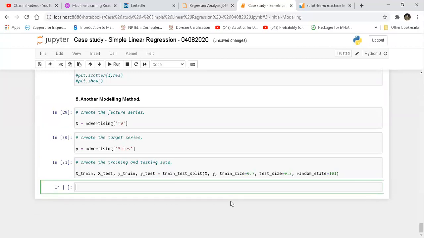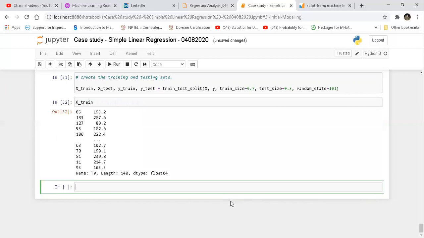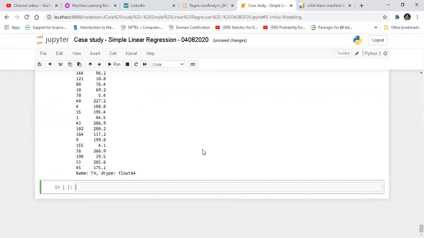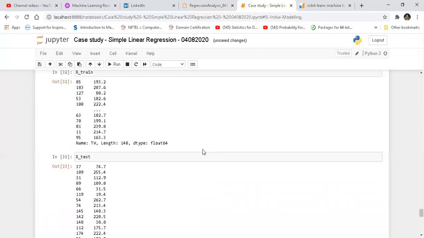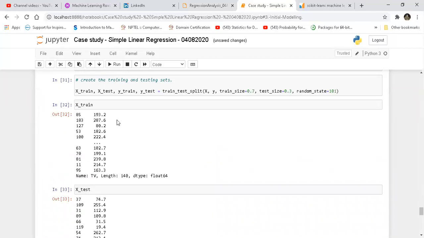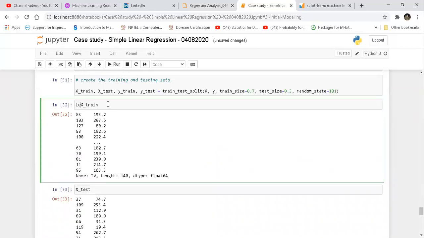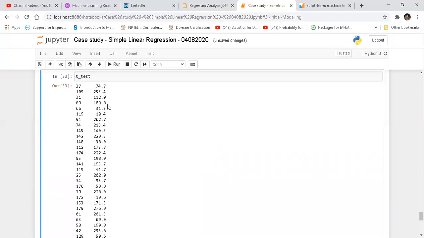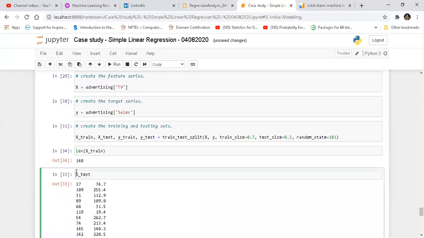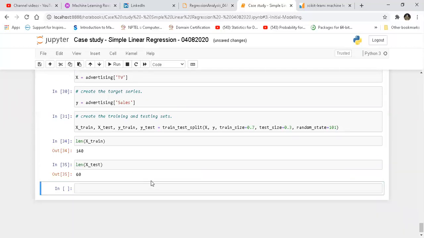Now we have created the training set and testing set. How can we verify this? Let's simply write this. We have X_train, it has these many values. You have X_test, it has these many values, right? You have the training set, you have the testing set. You can clearly see what is the length of this. I can take a len, I believe this should work, right? It has 140 and this one has 60. Clearly, 70% of 200 records is 140. That's why training data 140, testing data 60.